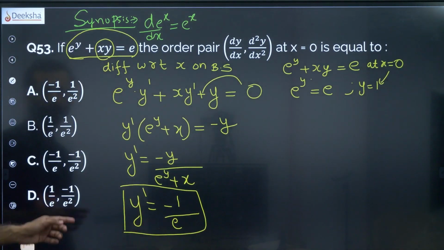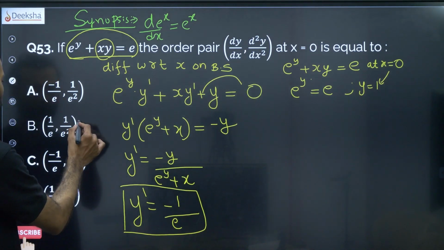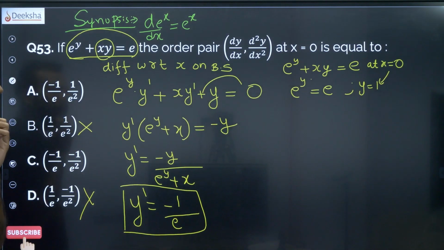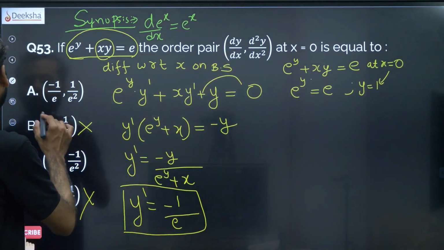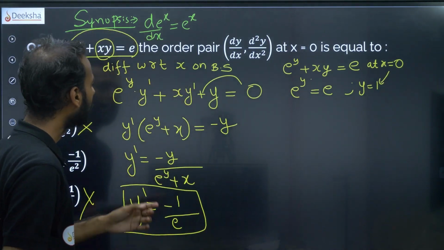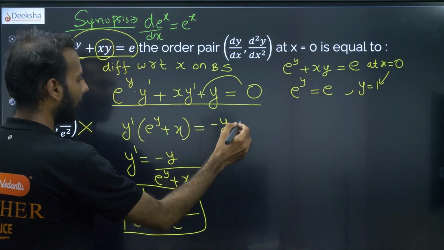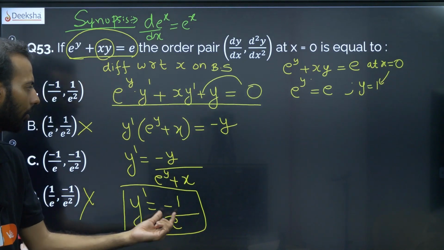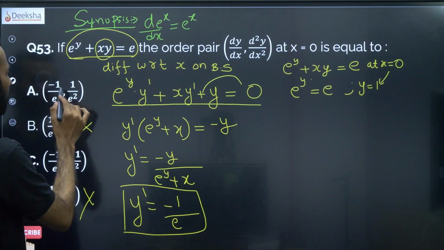Is there any option with minus 1 by e? Next, we are interested in y double dash also. So for y double dash, differentiate once again. Y dash is equal to minus 1 by e, you make a note of this.